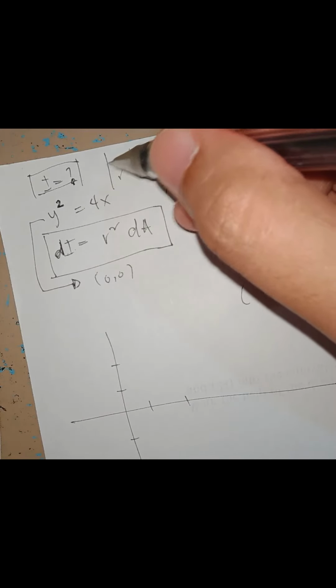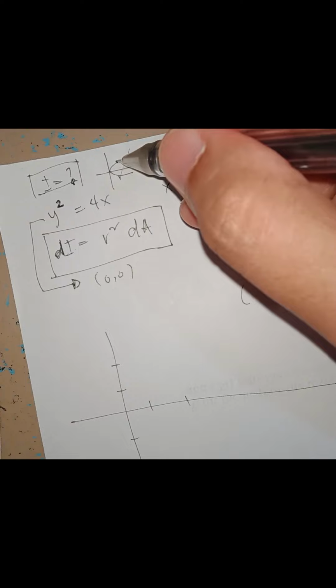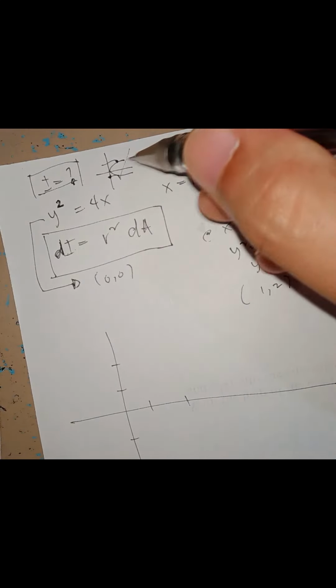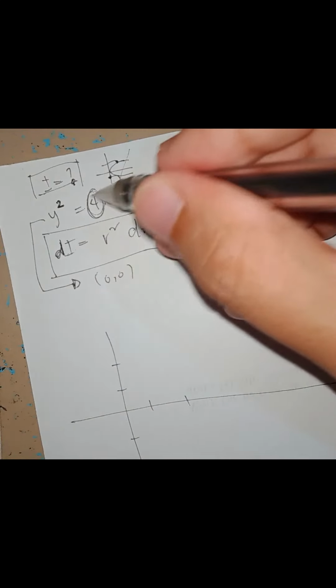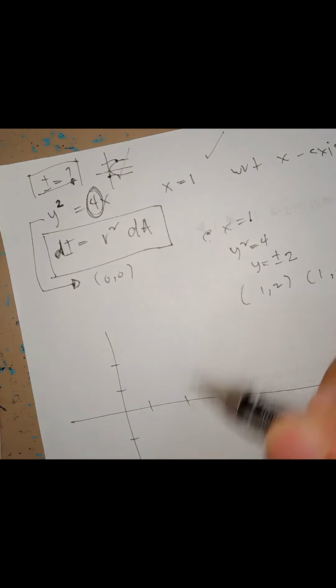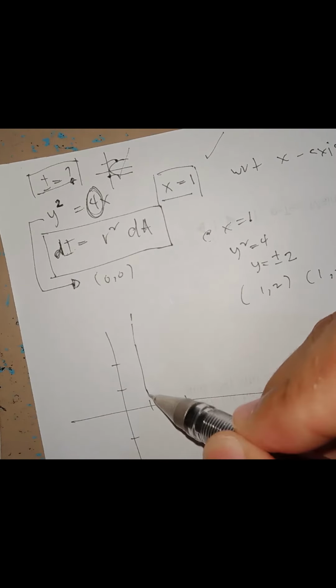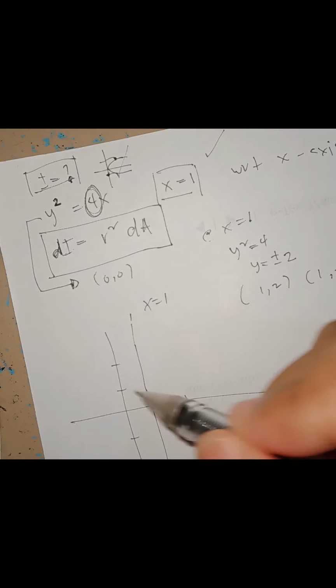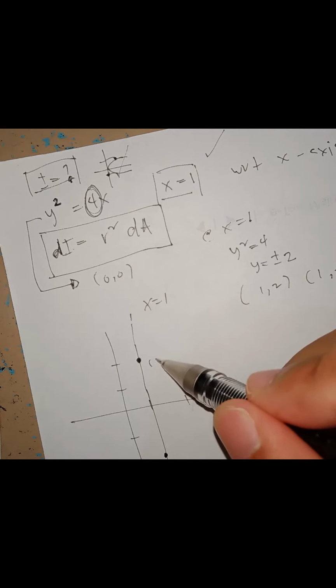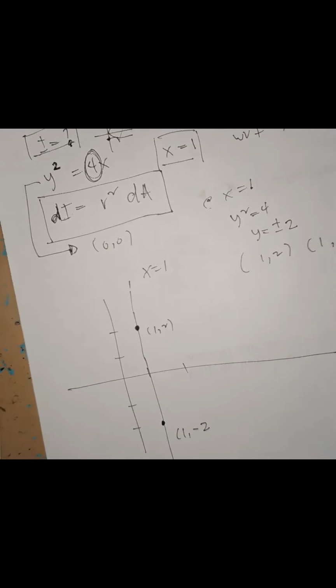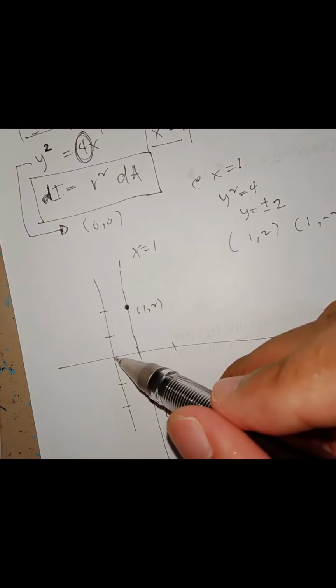It has two branches for y. It opens to the right because it is positive. The intersection at x equals 1 is at (1, 2) and (1, negative 2). That is the graph.